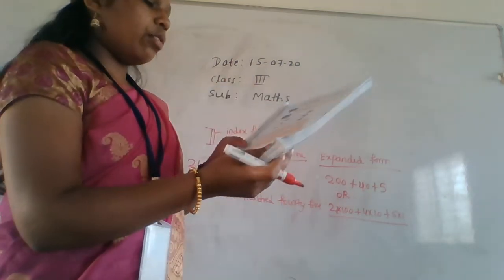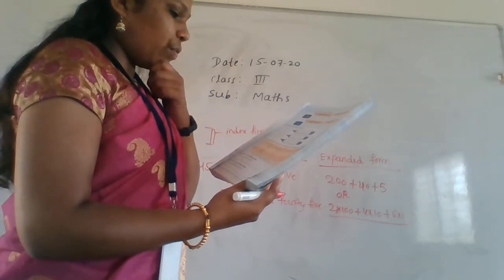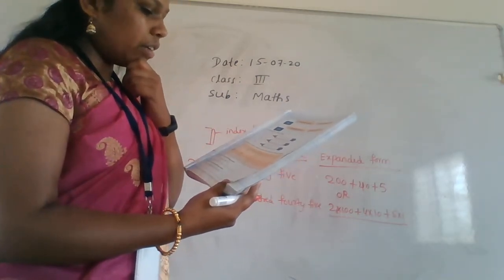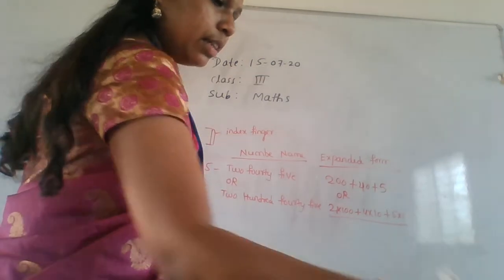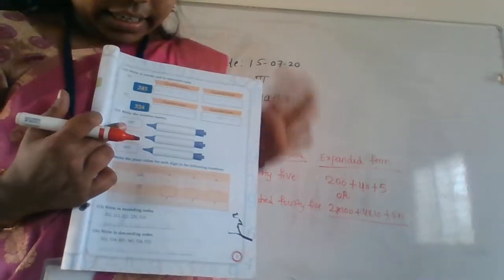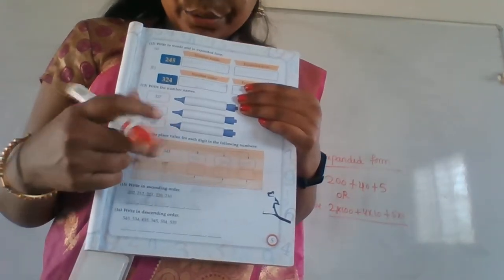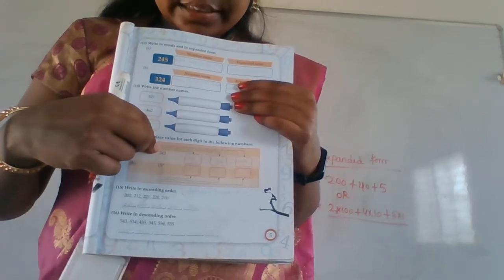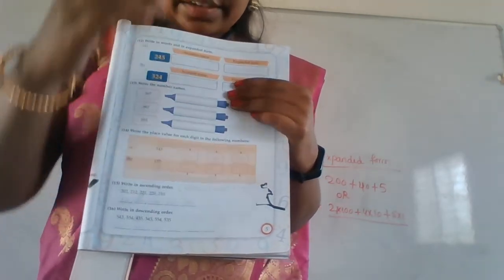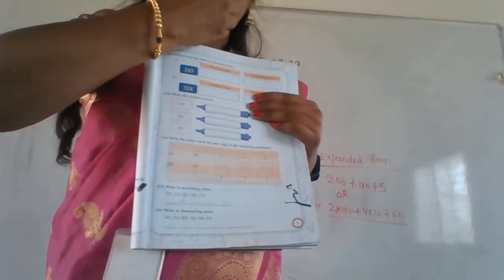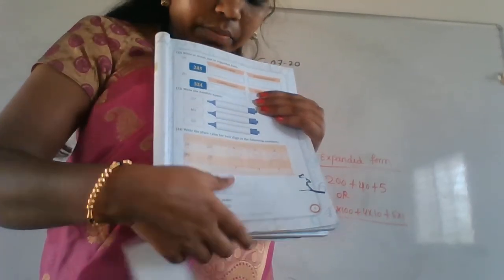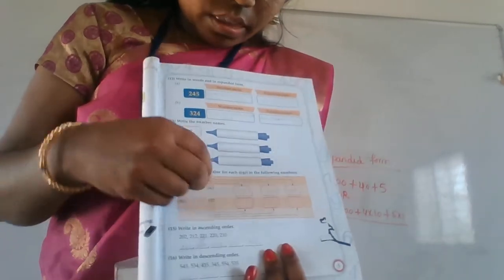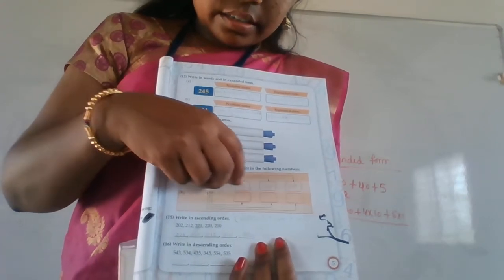Okay. Next, what have they given? Write the place value of each digit in the following numbers. Here they have given boxes. See here, everyone, I am showing you. This is 243, and 3 boxes are given in front of each number. See here, they are marked.